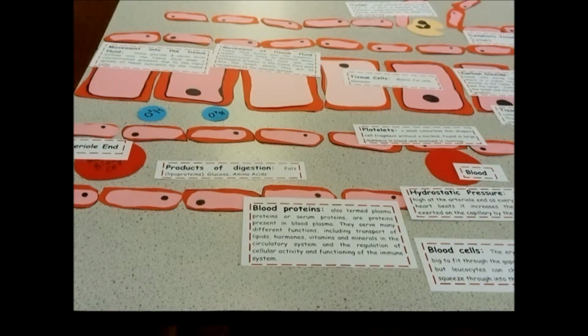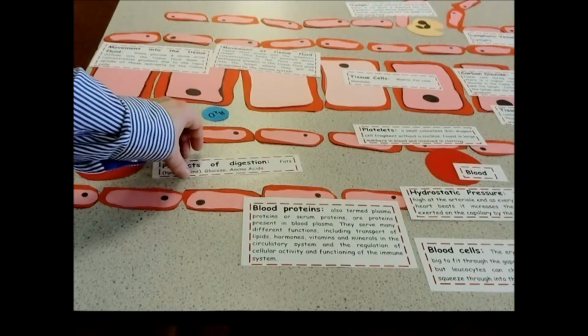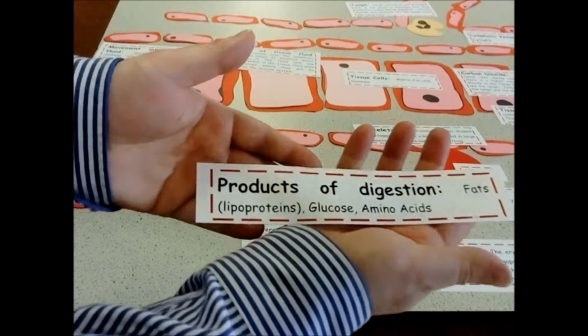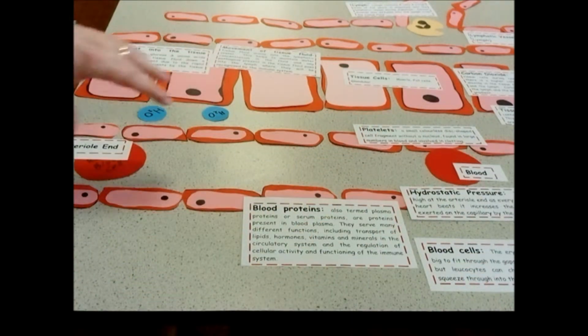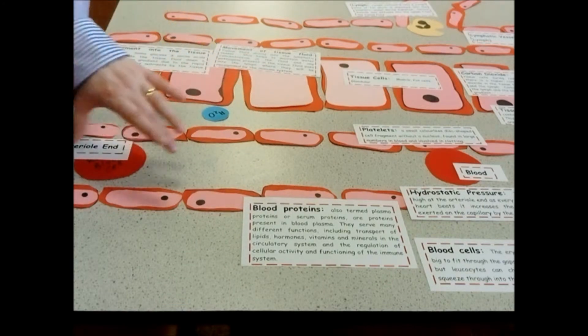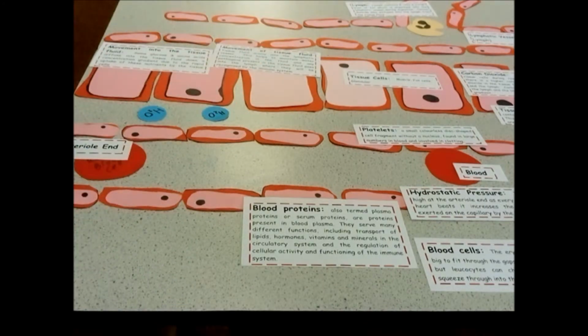in respiration. At the same time, other products of digestion, so fats, glucose, amino acids and so forth, also move out of the blood, due to the high hydrostatic pressure in the blood at this end, into the tissue fluid, where they can then be used by the cells.